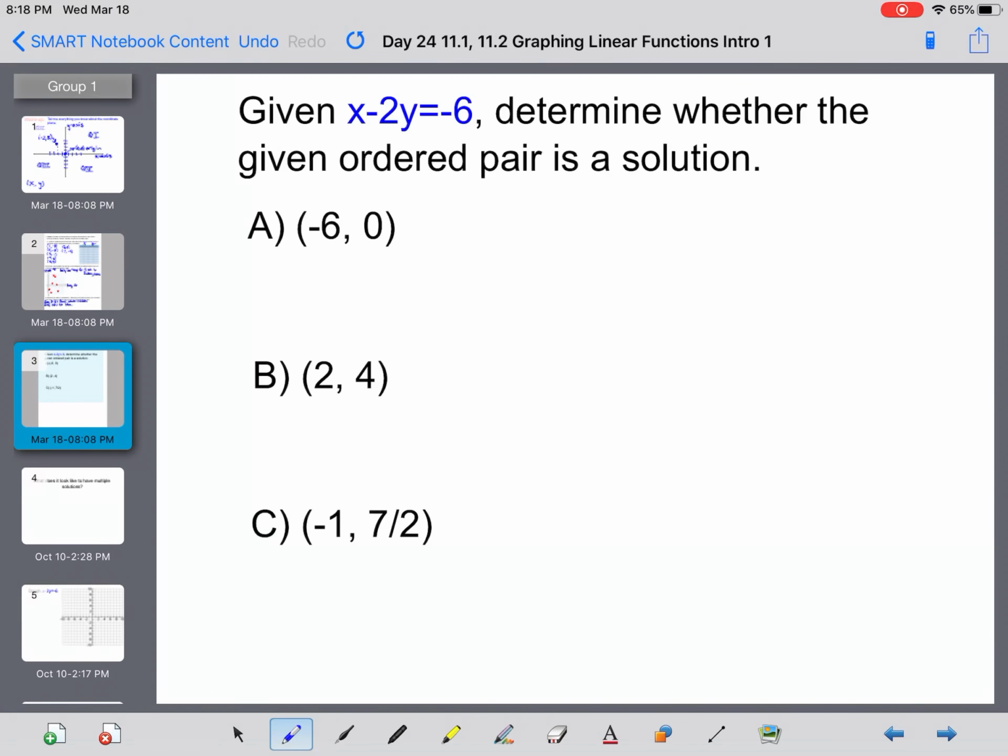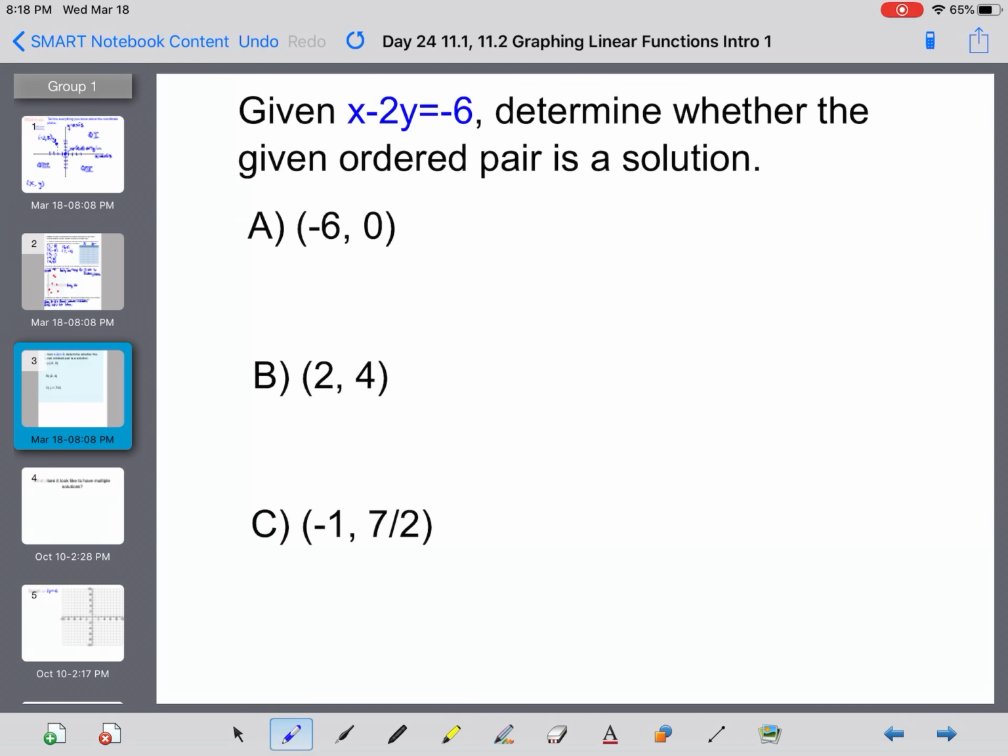All right, moving on to our next example. If you're given the equation x minus 2y equals -6, I want you to take a moment and see which one of these three solutions, or three ordered pairs, is a solution to the equation. All right, hopefully you had a chance to plug them in and see what happens.